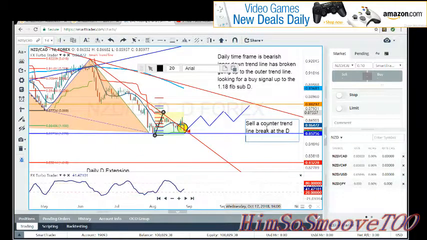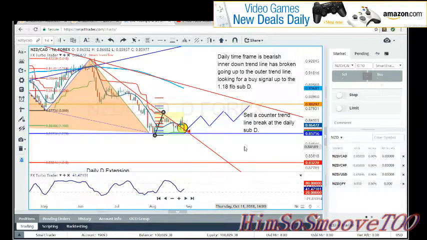we want to sell a counter trend line break at sub D. Put daily sub D. Alright. That's our plan to trade this NZD CAD for the upcoming week.